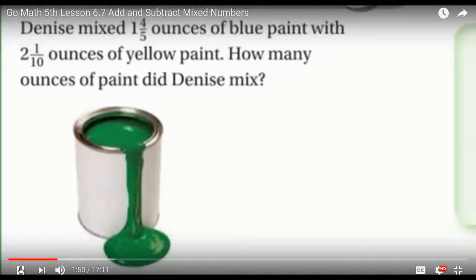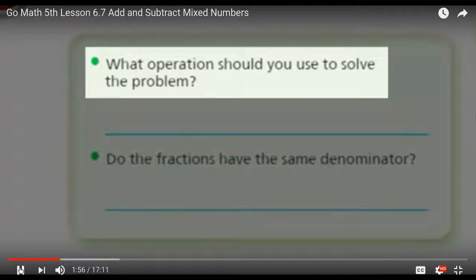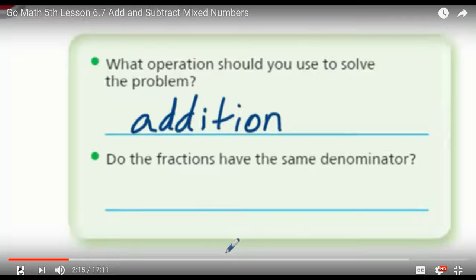Okay, so as I look into my problem, I ask myself, what operation should you use to solve this problem? Not only what, but why? When it's asking how many ounces of paint did Denise mix, it's suggesting a total amount. Therefore, I would need to use addition. My next question says, do the fractions have the same denominator?